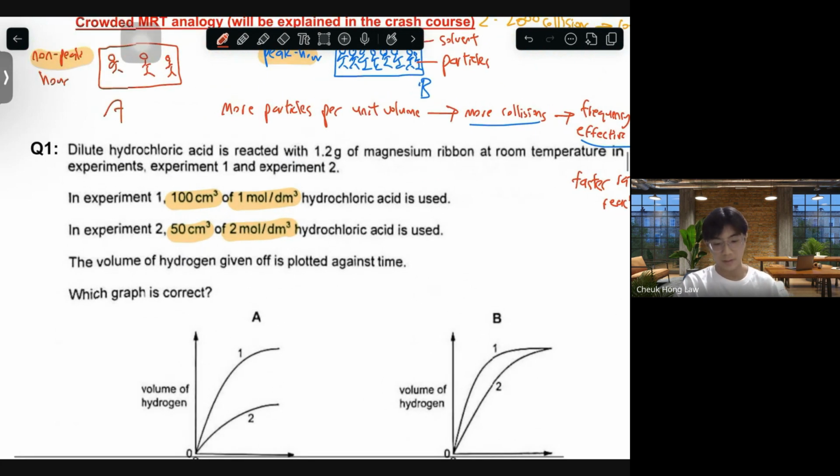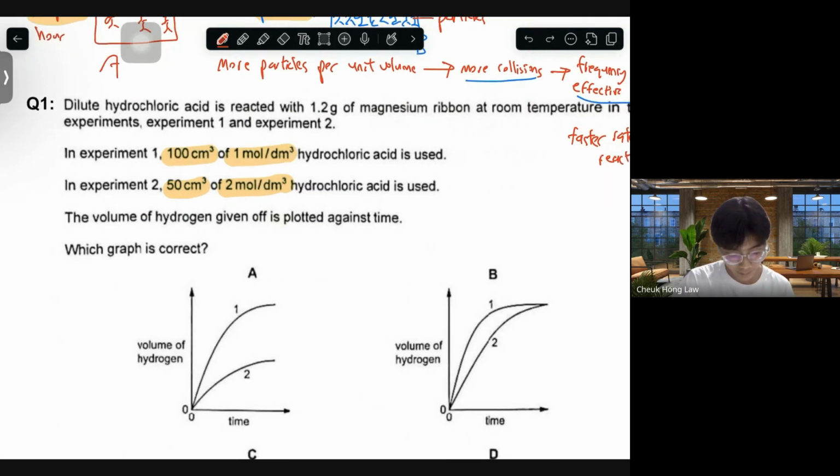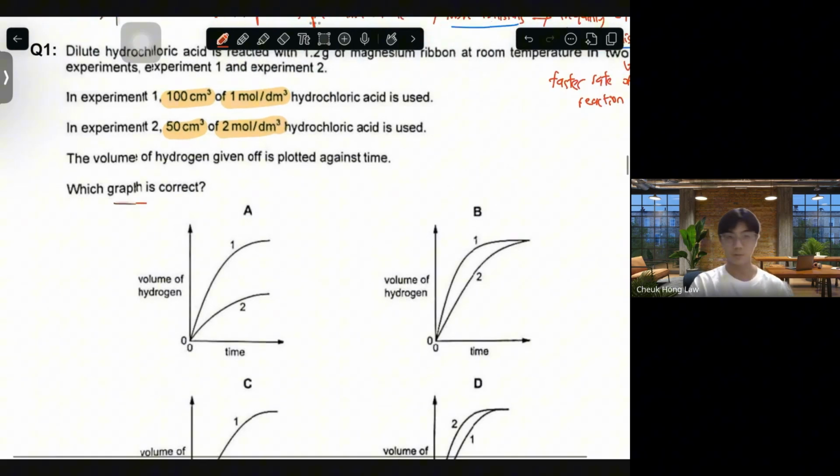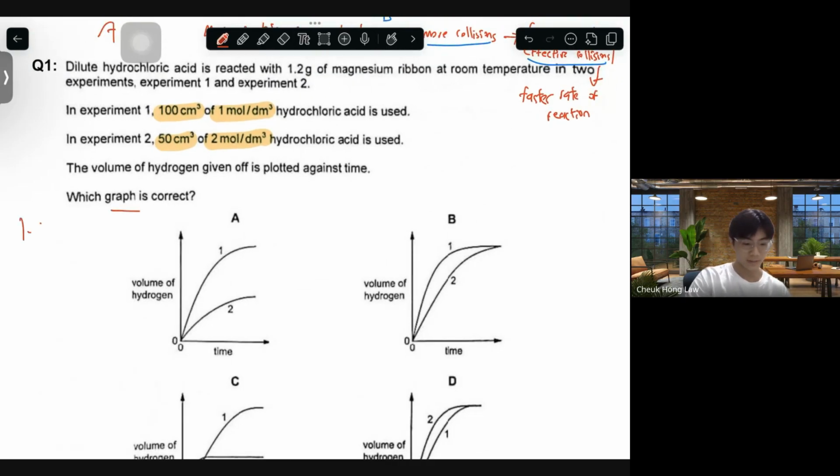First, let's find the number of moles. Actually, we don't need that first. First thing we look at is the concentration. When you look at a graph, there are two things that you need to notice. One is the gradient. Two is the volume of product formed. Who can tell me what a gradient in a volume-time graph represents in rate of reaction? What does the gradient tell you?